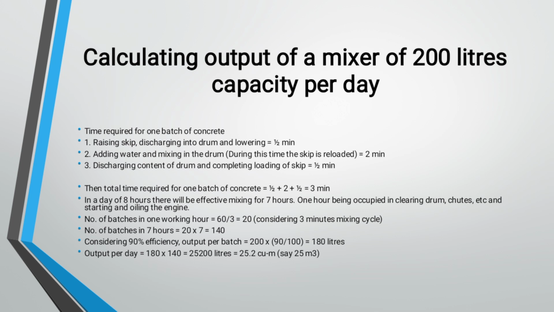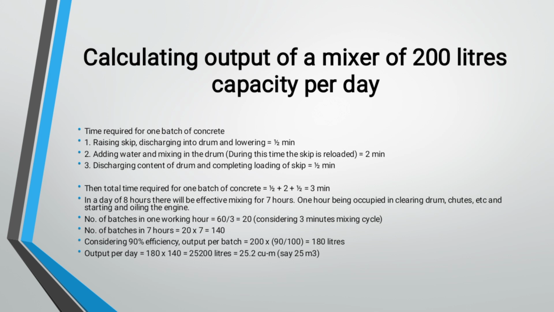Now we say that if 1 hour consists of 60 minutes and one batch does this work within 3 minutes, what about the 60 minutes? We get that 60 minutes will have 20 batches. Then we say that when 1 hour equals 20 batches, what about 7 hours? We get that 7 hours will have 140 batches.